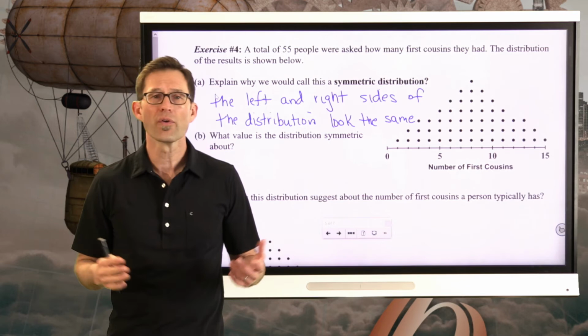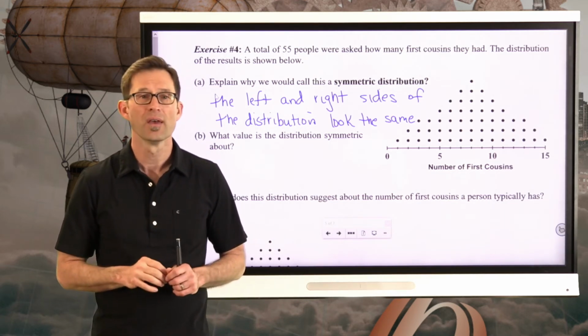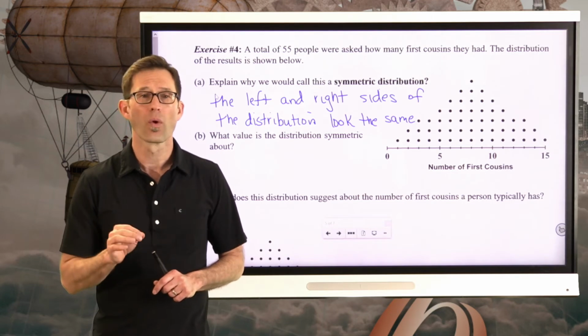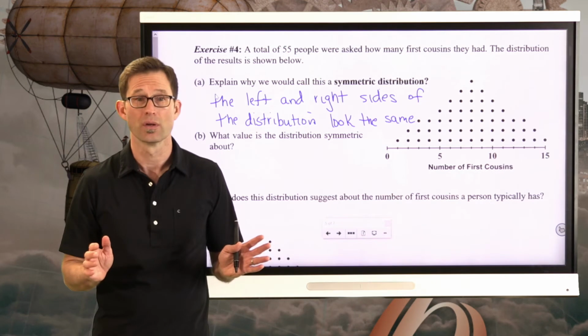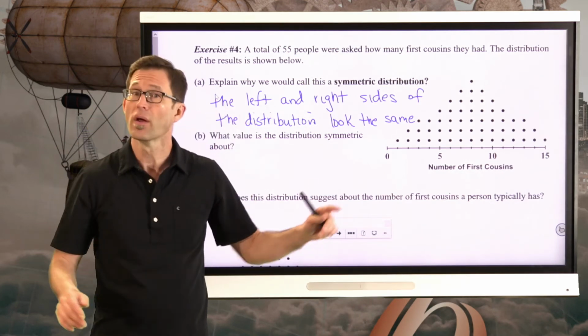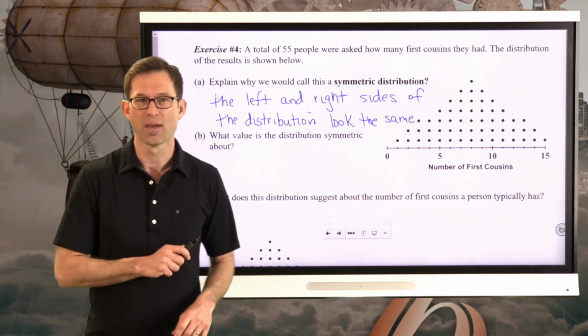And again, one of the wonderful things about symmetric distributions, distributions that look like this, is that whether you use the mean or the median, they're going to roughly be the same. In a perfectly symmetric distribution, which this one actually is, the mean and the median would be exactly the same number.